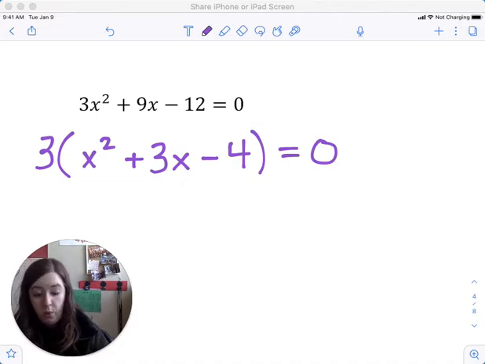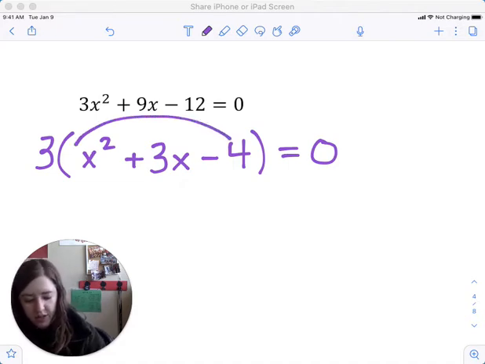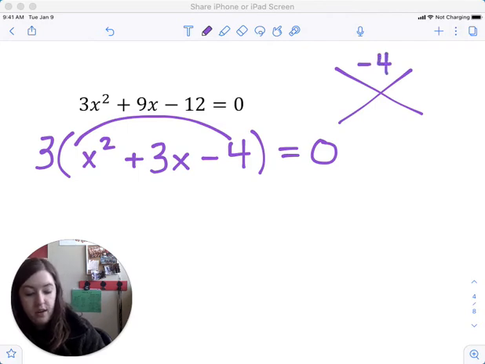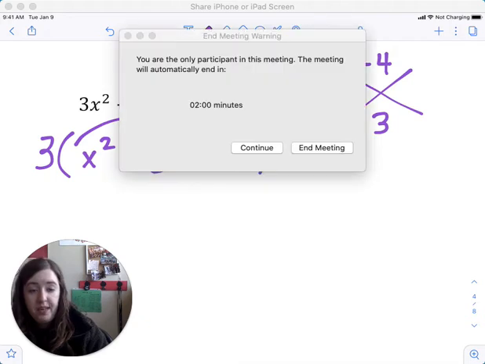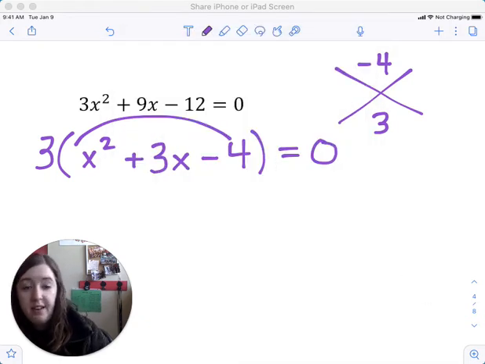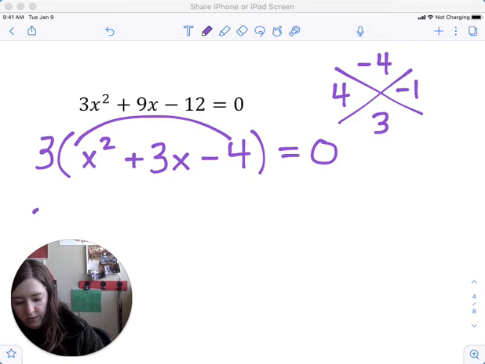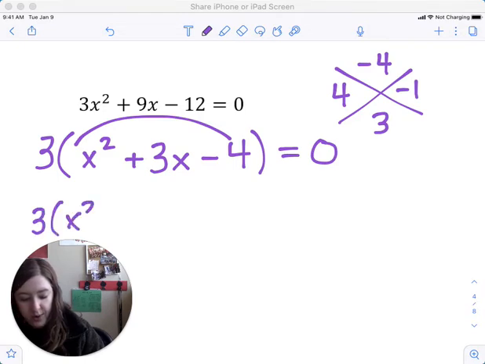So go ahead and split our middle term, so we'll multiply our n's. 1 times negative 4 is negative 4, and my b value is 3. So what multiplies to negative 4 and adds to 3? Positive 4 and negative 1. So we'll split that 3x into 4x minus 1x.